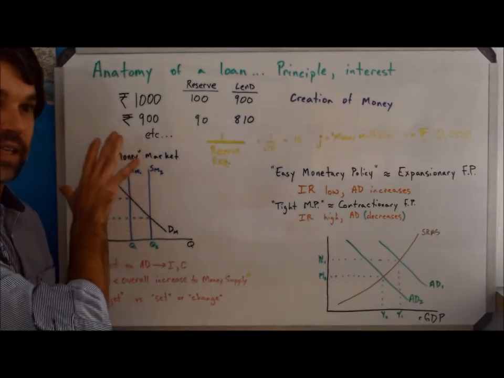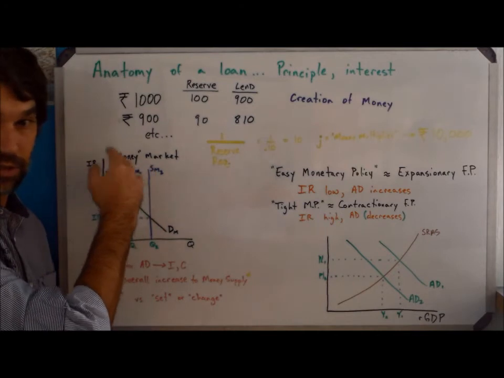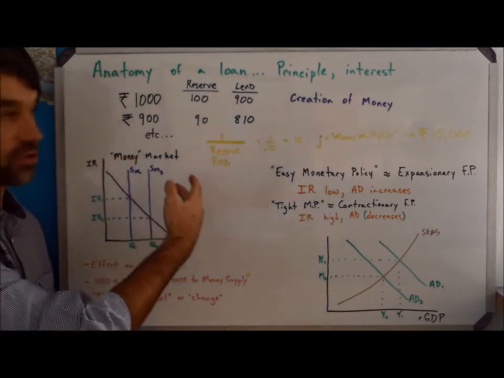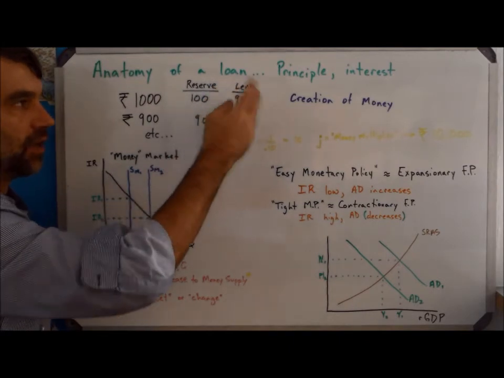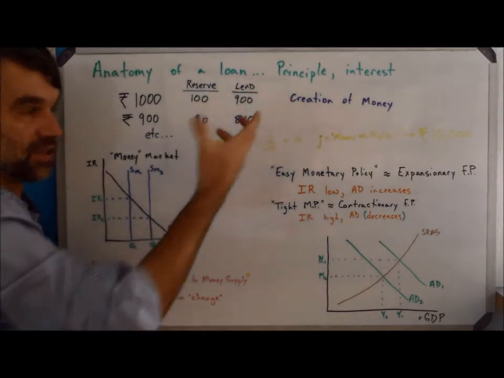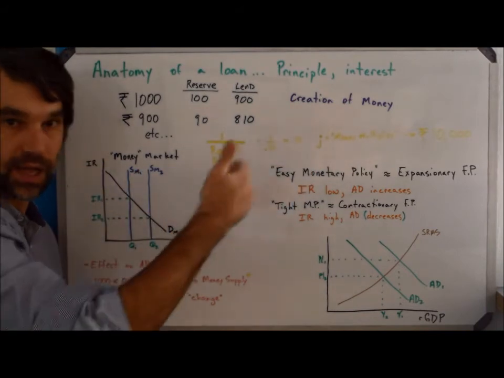Okay, this is going to be basically the mechanism through which central banks, through monetary policy, change the interest rate. First of all, we need to understand what a loan is made up of. A loan has two parts. The principal is the amount that you're borrowing. The interest is the amount you borrow plus the extra that you have to pay.